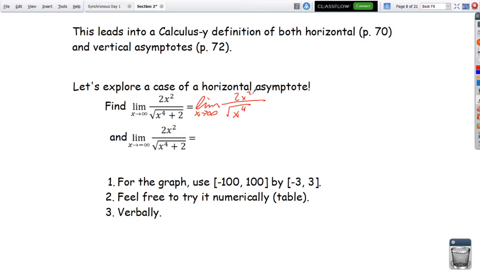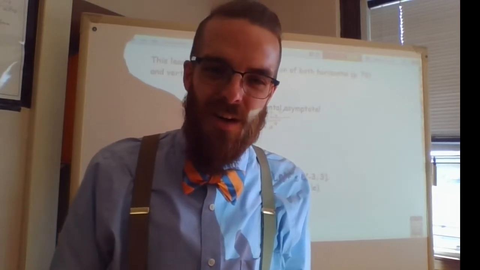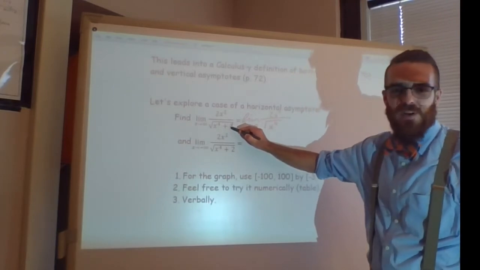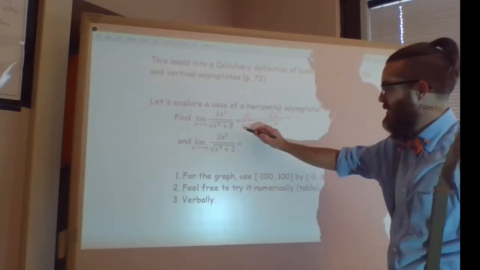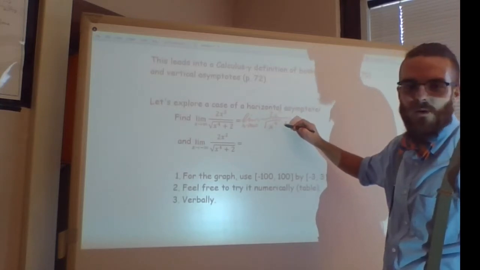Really what I'm looking for here is knocking off what we call the least contributing terms. My least contributing terms are just the numbers in the addition problem, which aren't that significant. So that plus 2 means nothing to me. I now have 2x squared over the square root of x to the fourth.